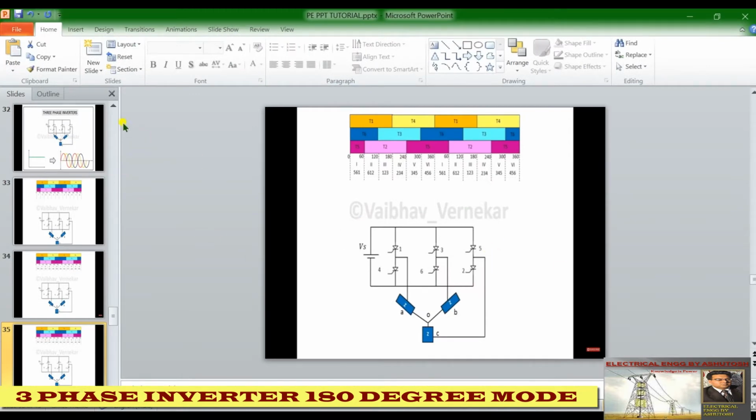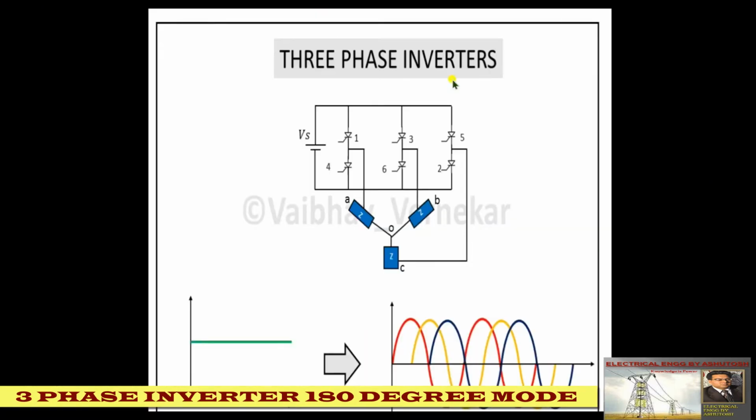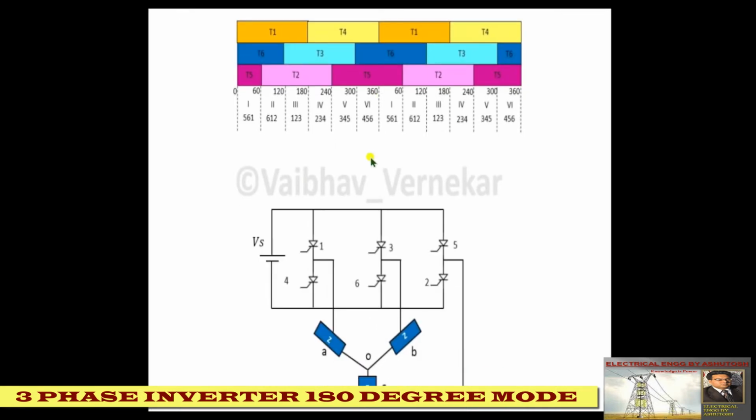You can just see the waveforms. This is basically a three-phase inverter, and in the first leg, number 1 and number 4 are connected, 3 and 6 are connected in the second leg, and 5 and 2 are connected in the third leg. Now in the second PPT, I have shown what happens here.